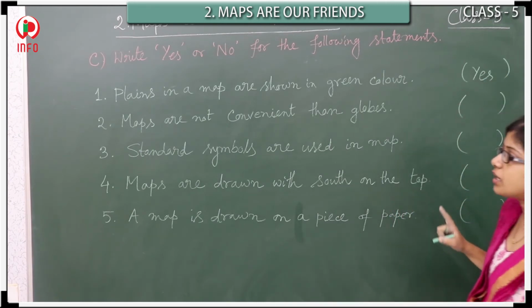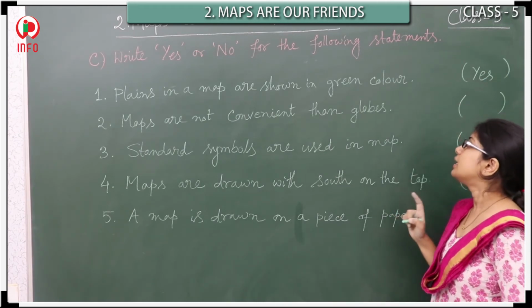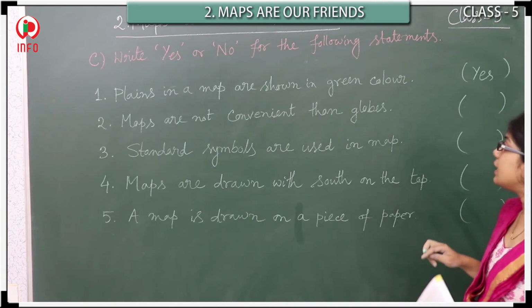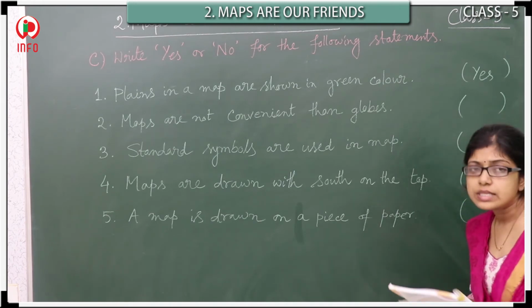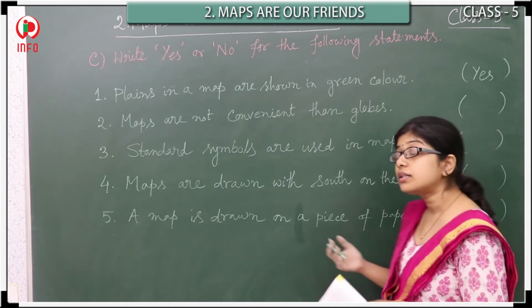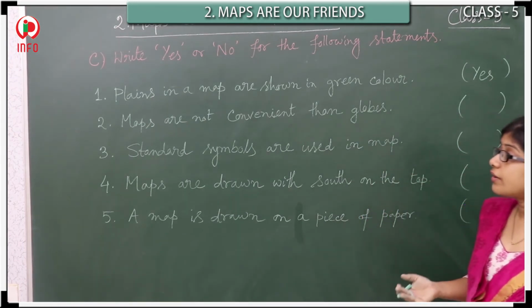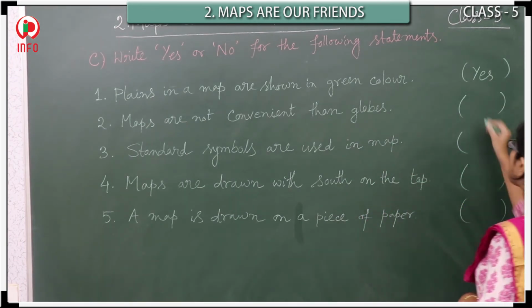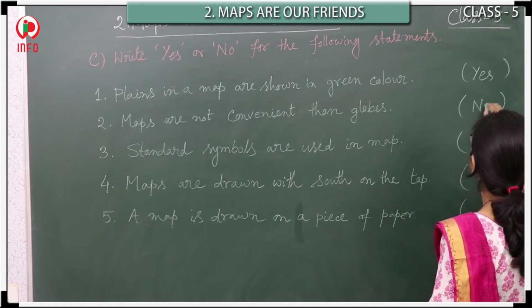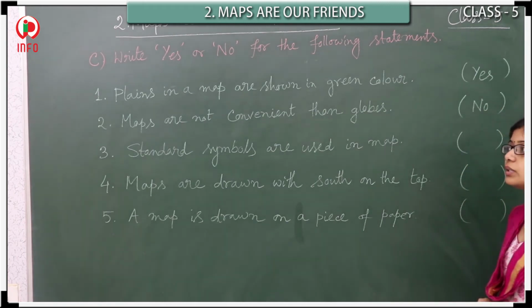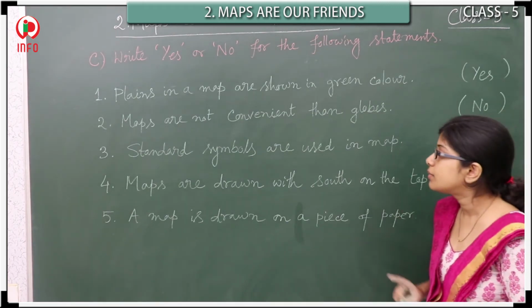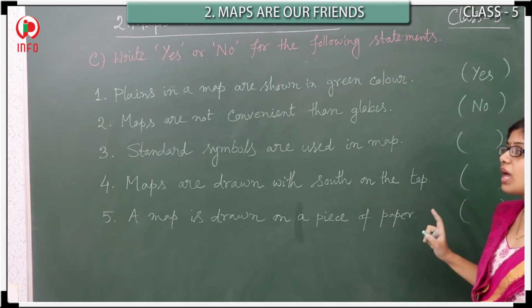Next one, maps are not convenient than globes. Is it correct or not? That one is not correct. So that's why you have to write no here. Next, the third one, standard symbols are used in maps.